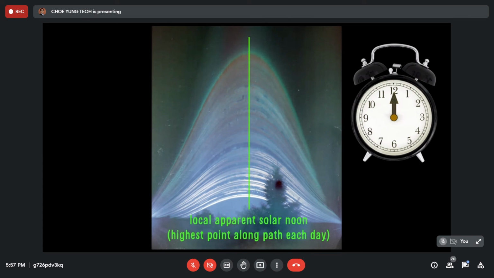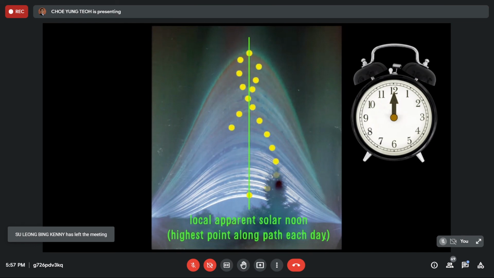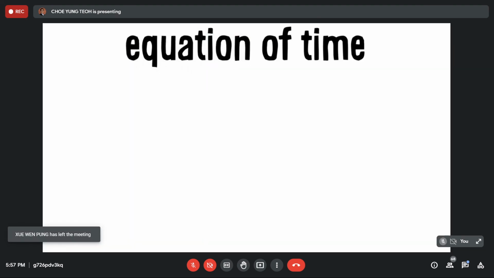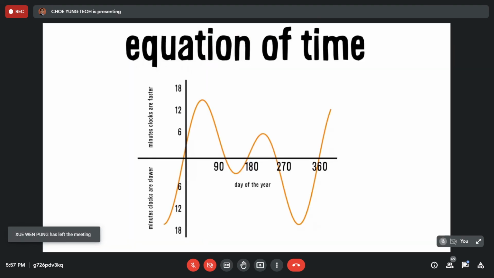Over the course of a year, it will appear as though your clock is running slow, and then fast, and then slow again, and then fast again. This problem was known since at least ancient times, even if its cause wasn't. In order to reconcile the two, the equation of time was constructed. In this sense, equation means to reconcile.